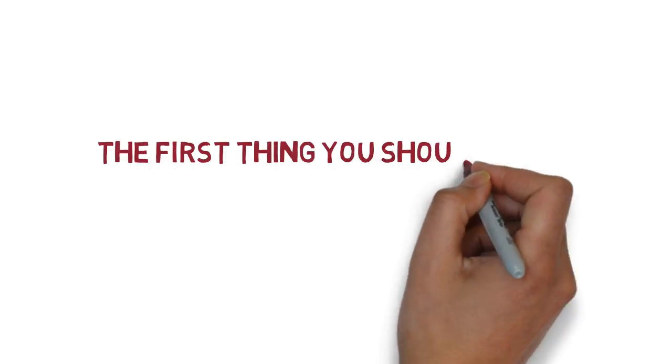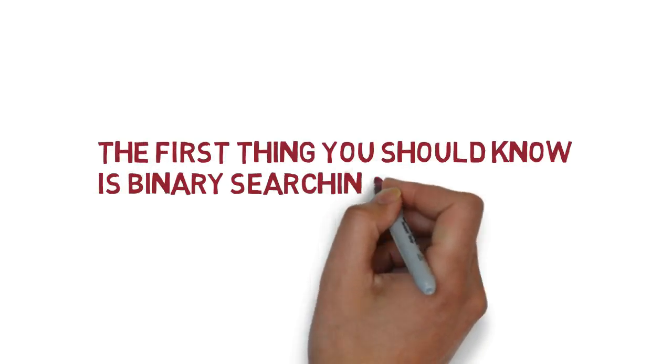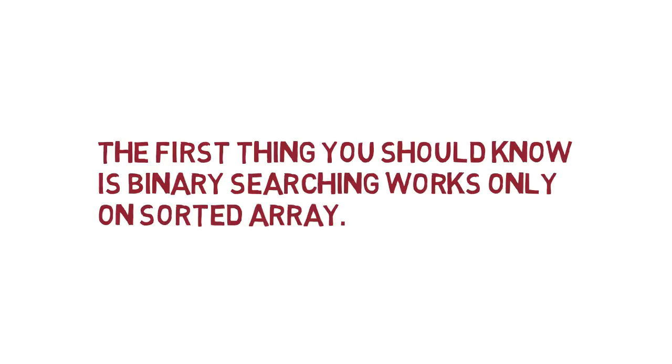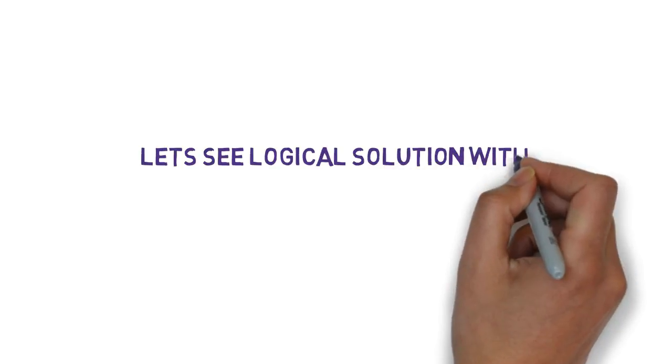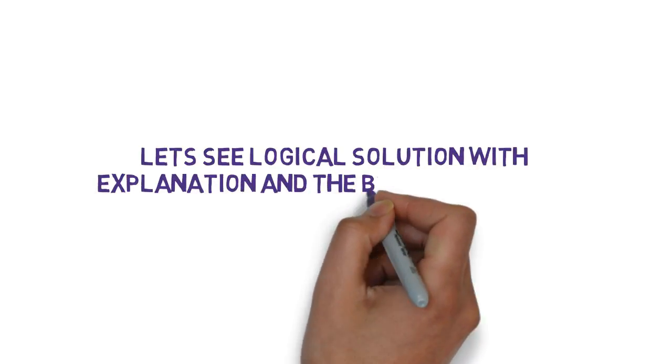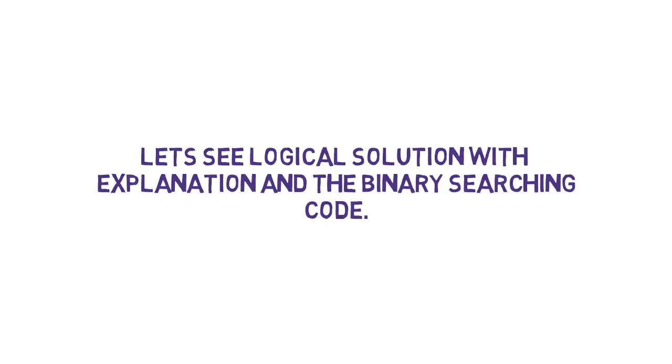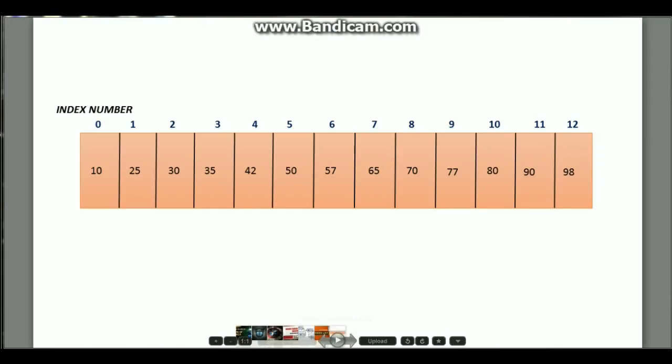So the first thing you should know is binary searching works only on a sorted array. So let's see the logical solution with explanation and the binary searching code. Hello guys, now we will see the logic behind binary searching.